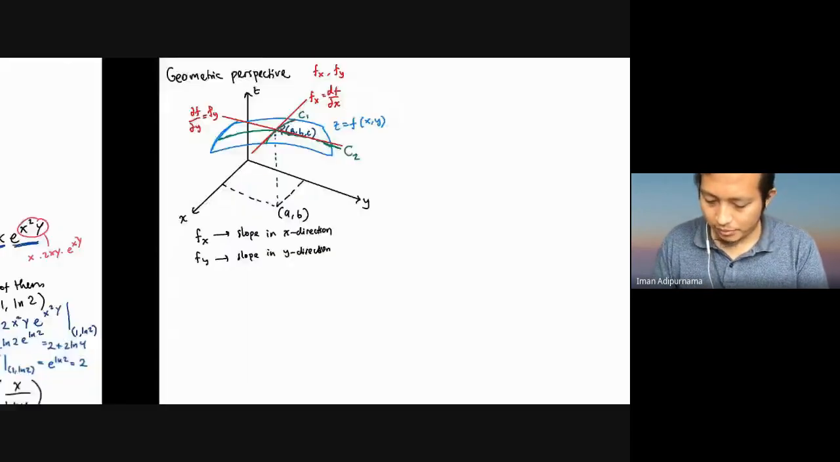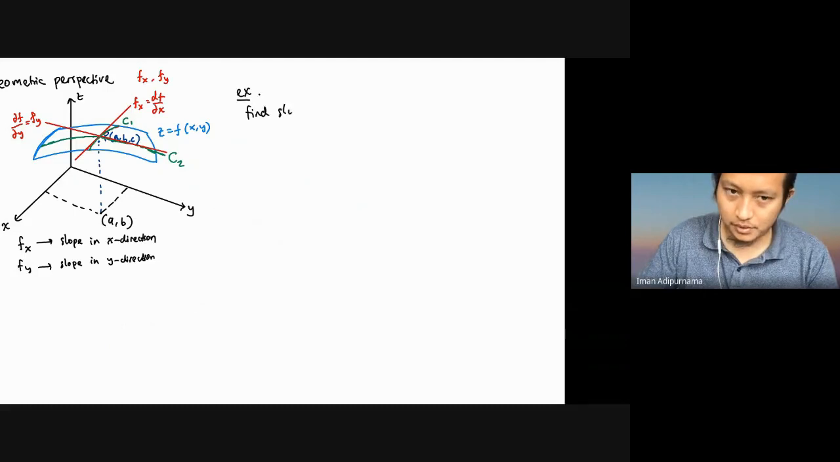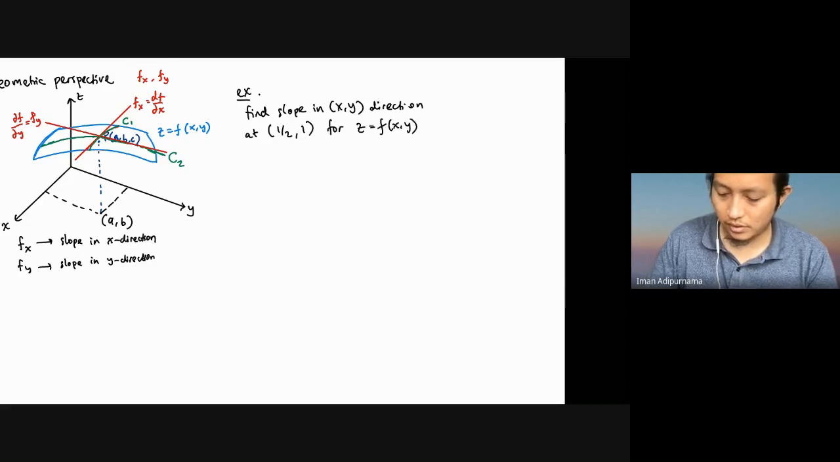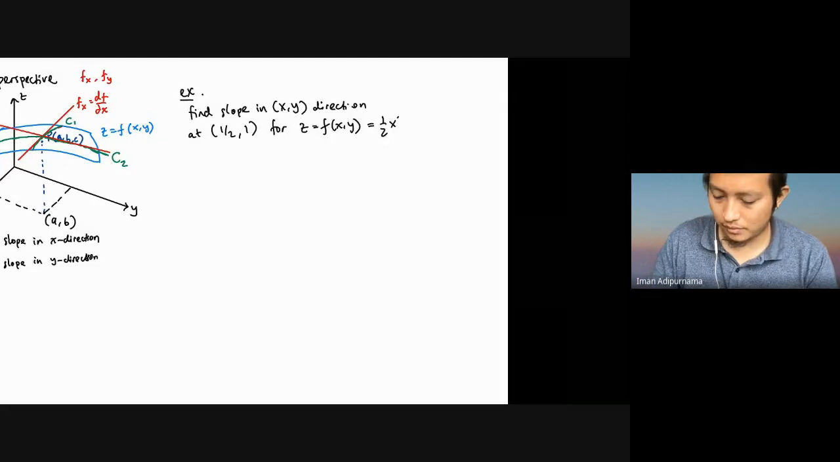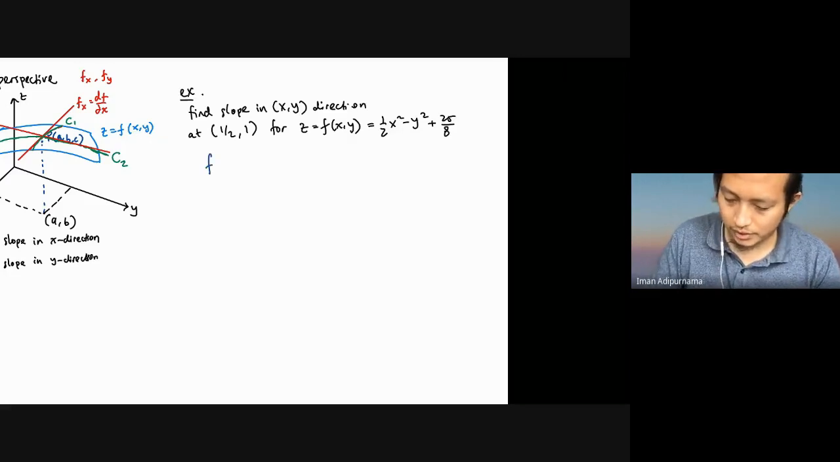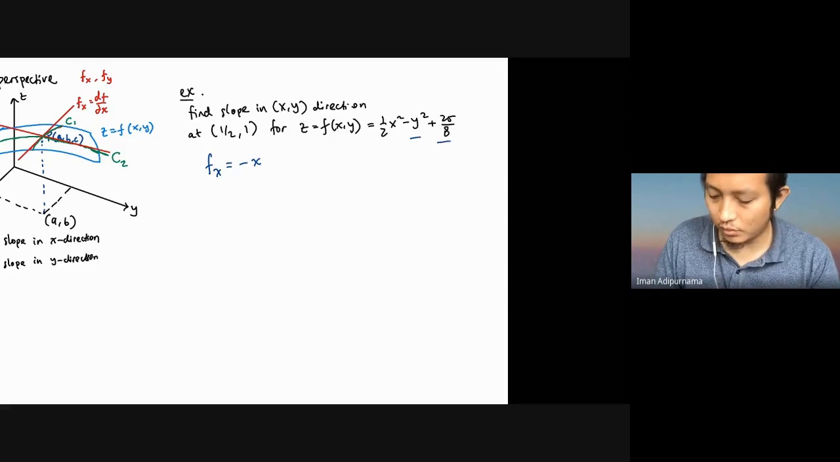Okay. If, for example, you are finding the slope in the x, y direction at, for z equal, and let's say this is equal, now, if we want to find the partial x, okay, it's only negative x, right? The other one will be the constant and it will be zero. The partial y is just negative 2y.